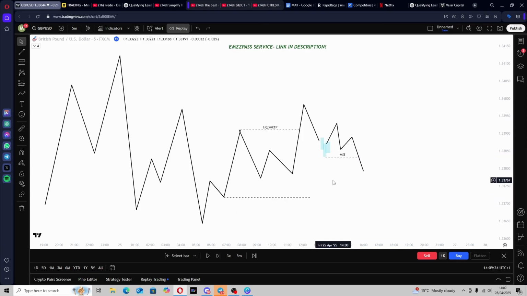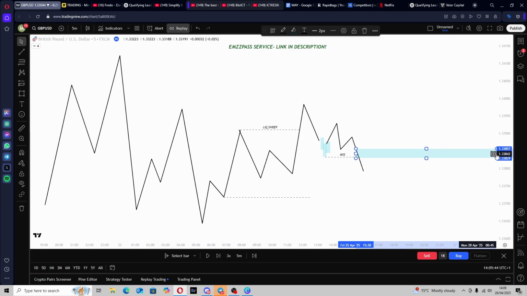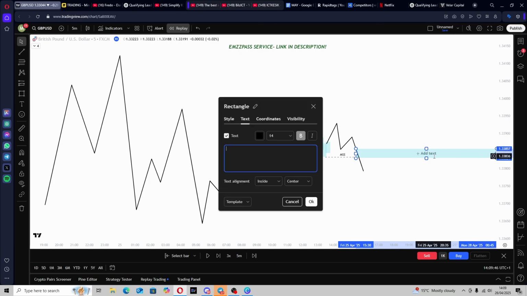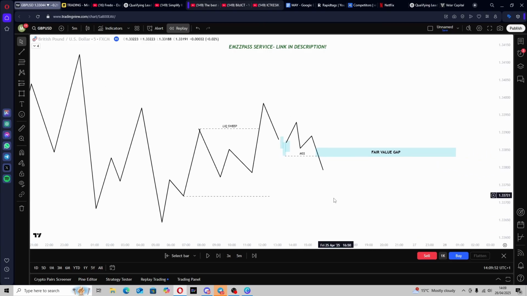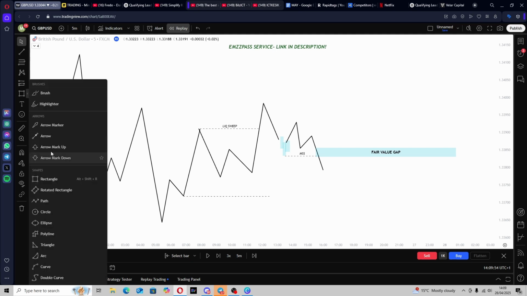And once you do get a market structure shift, now everything becomes simple, because now you just need to wait for the FVG, which will probably overlap with the market structure shift. And when it does overlap with it, what you need to do is mark this out as a fair value gap. And I think this is the best way I've explained it ever, so you need to really listen to this strategy very, very well.